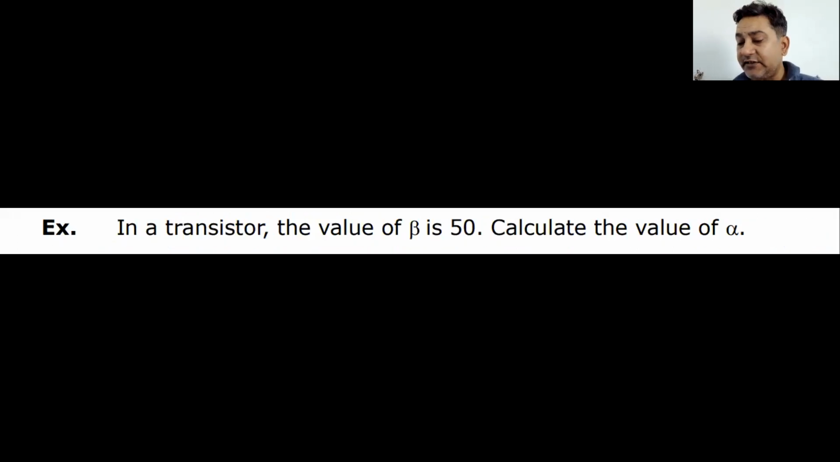If you remember the relations, you will be able to solve them easily. This is the first question that is going to be solved. In a transistor, the value of beta is 50. What is the value of alpha? If you don't remember the relation, it is gone. So remember the relation, it is on. I give you a minute to do it.